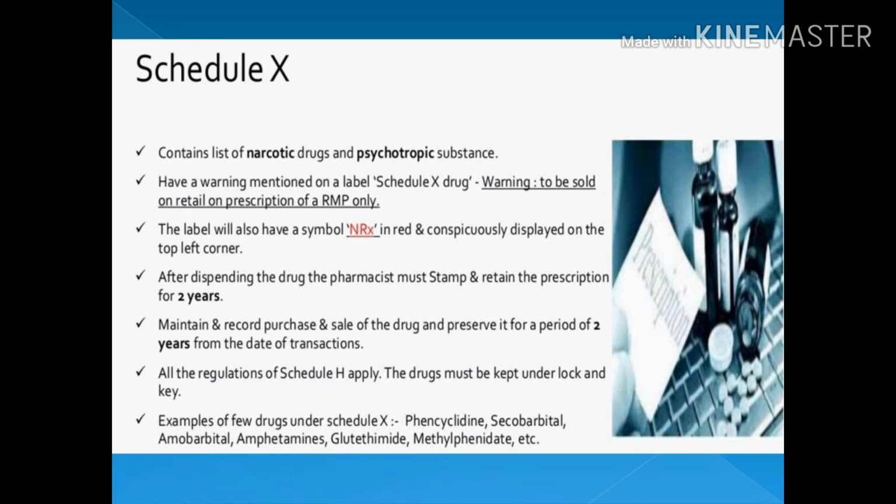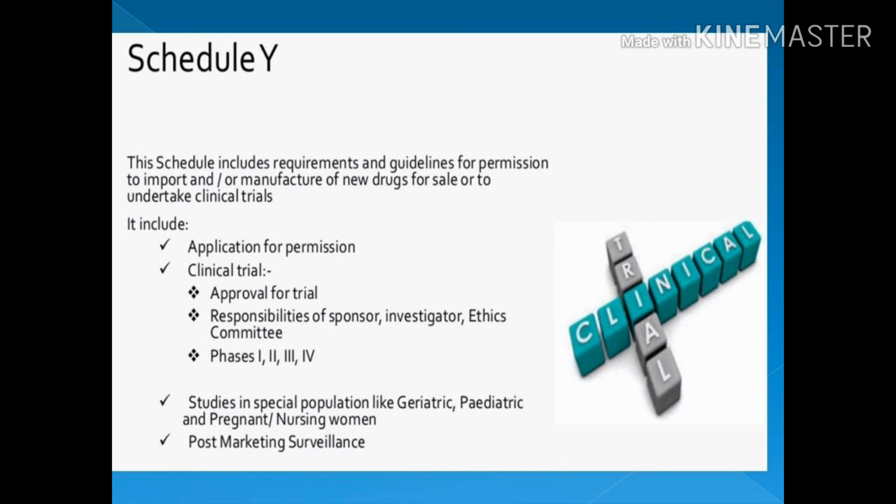All the regulations of Schedule H apply. The drugs must be kept under lock and key. Examples of Schedule X drugs are amobarbital, amphetamines, etc. Schedule Y includes requirements and guidelines for permissions to import and or manufacture a new drug for sale or to undertake clinical trials.